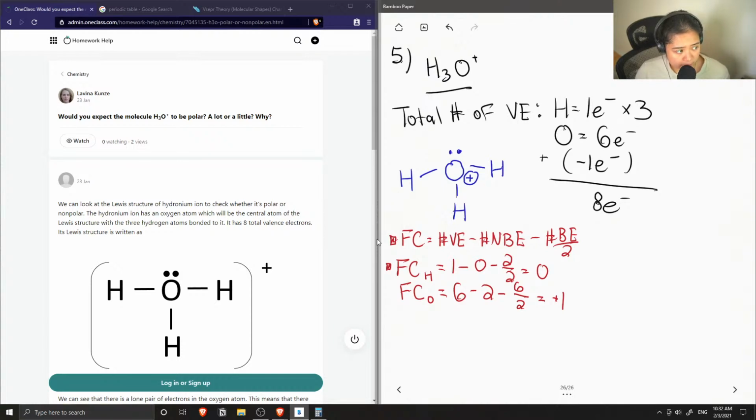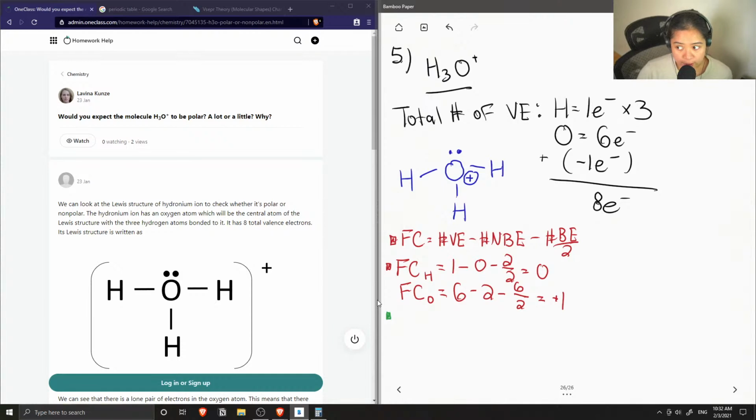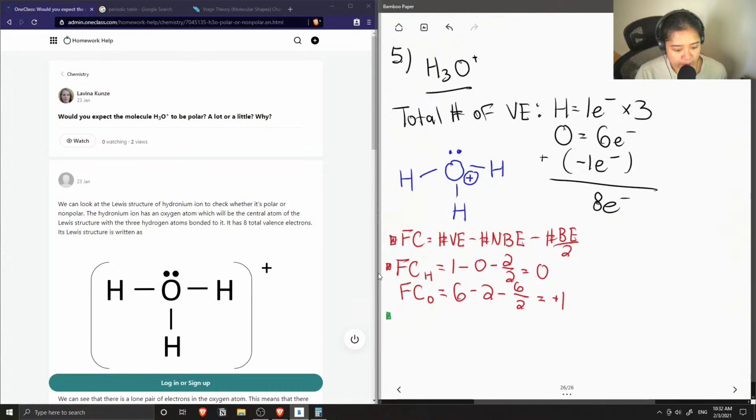Okay, so the second part of the question asks if we expect this molecule to be polar. A lot or a little, and why? So to find out whether or not a molecule is polar or nonpolar, we need to find out the difference in electronegativities between the atoms involved. So this will tell us if the bonds are polar.